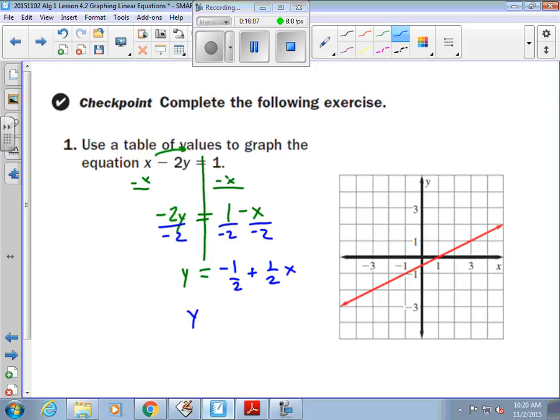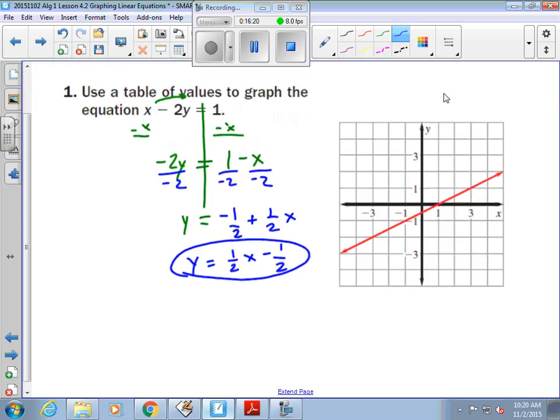So if we rewrote that like we did on the bell work to say mx plus b, it would say positive 1/2 x minus 1/2. So this is function form here. So now let's make ourselves a table of values with, let's just use 3 values so we can go a little faster this time. Let's use negative 2, 0, and 2.